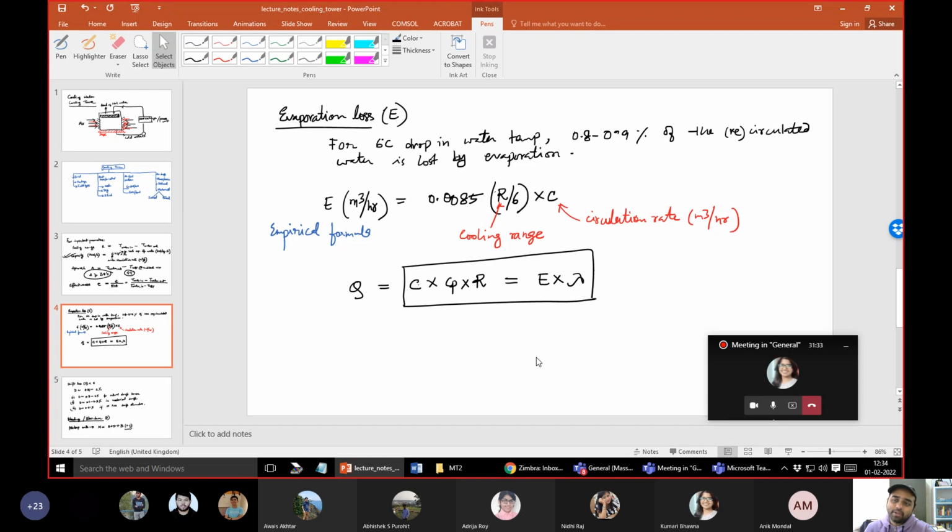And then there is also an empirical formula, where some more observations have been made, and you can have this kind of empirical formula, which is slightly more accurate.